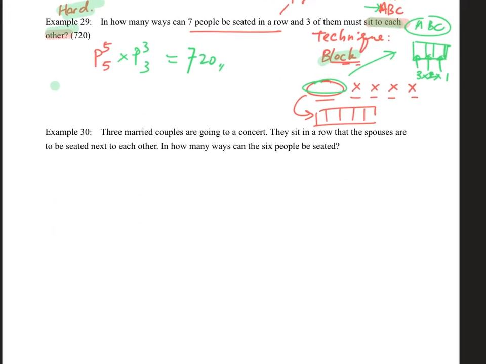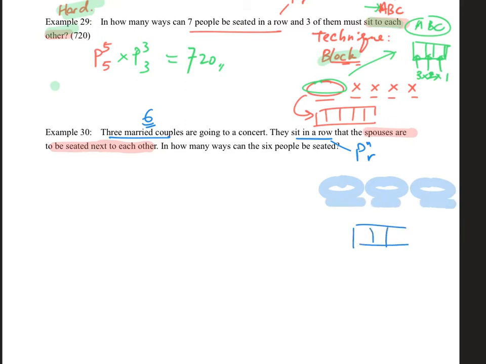Another example where we may consider the block system is example 30, where you have 3 married couples, that means 6 persons, sitting in a row. The spouses, I highlight in this way, are to be seated next to each other. So what does that mean? That means the 3 couples must sit next to each other, so we need to deal with them first. 3 couples, 1, 2, 3. They need to sit next to each other, like putting in 3 boxes. That's why we have 3P3 first.